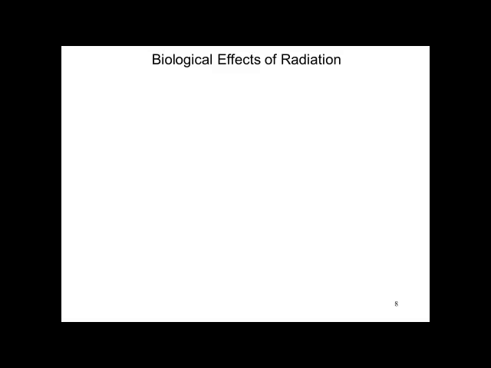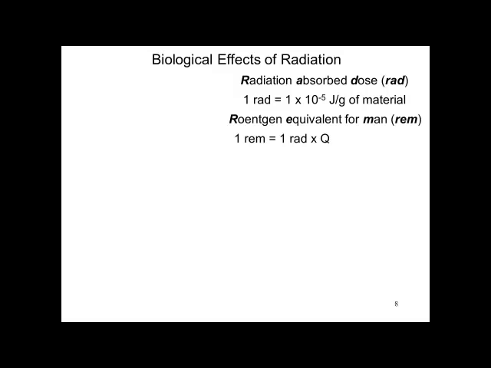Let's look at the biological effects of radiation. The radiation absorbed dose, the RAD, is equal to 1 times 10 to the minus 5th joules per gram of material. More importantly is the Roentgen equivalent for man, also known as a REM. A REM is a RAD times Q, where Q is a quality factor, depending upon whether it's a gamma ray, a beta particle, or an alpha particle.